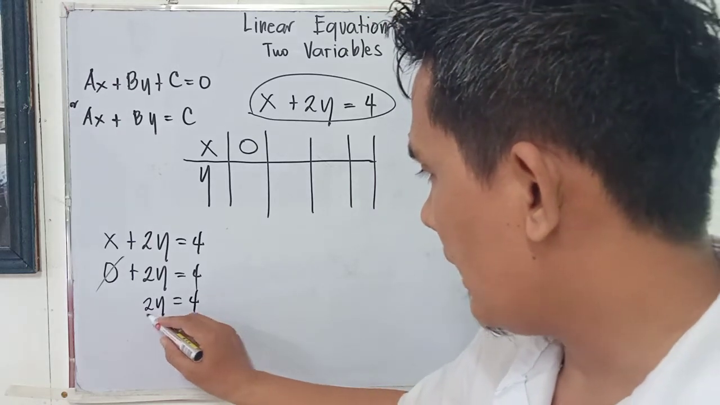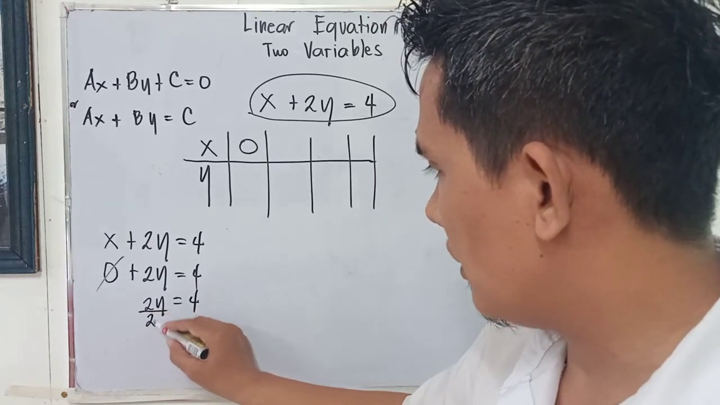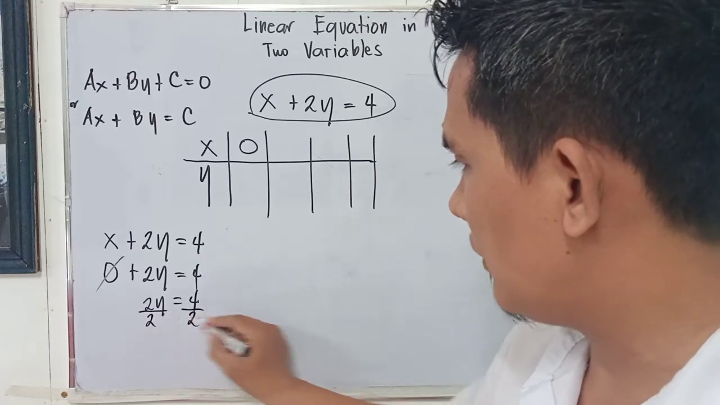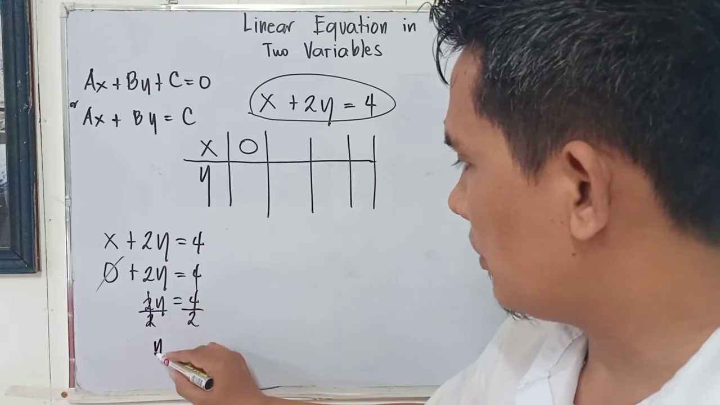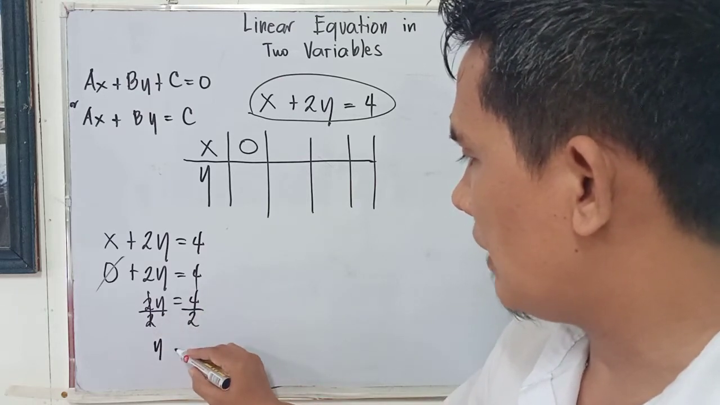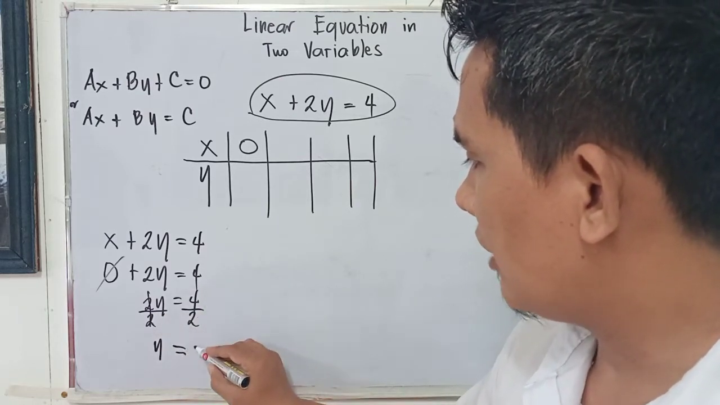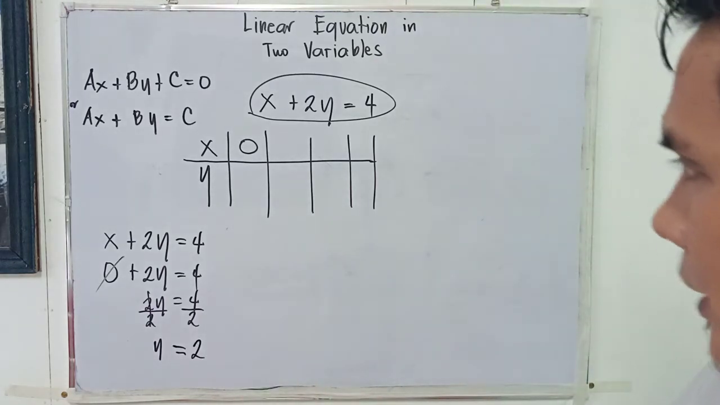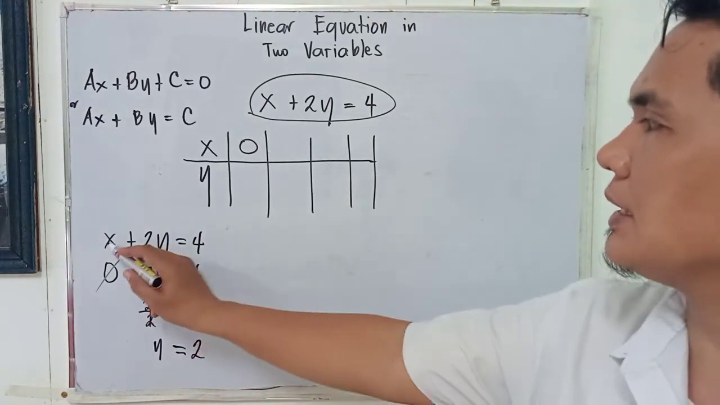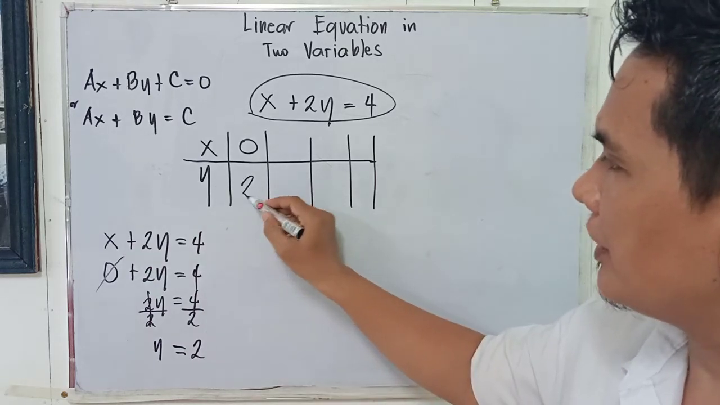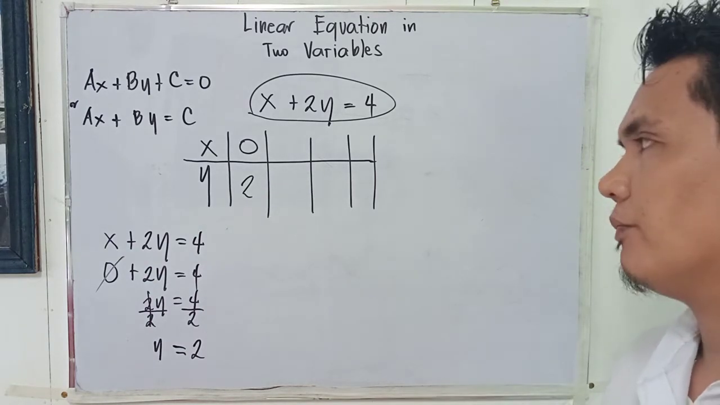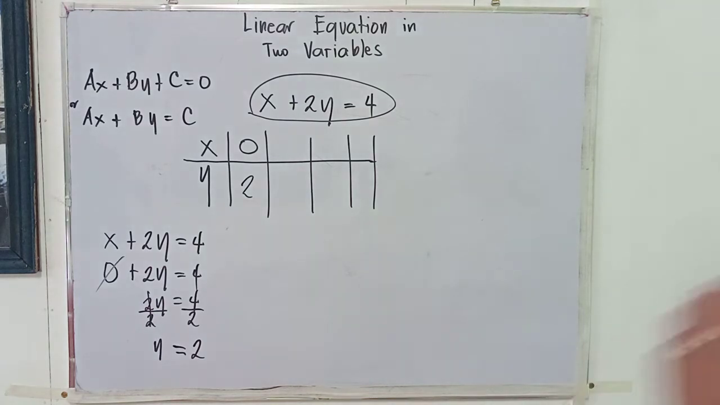Then solve for y. We're going to divide both sides of the equation by our coefficient 2. 2 divided by 2 is 1, so therefore 1y, what is left is y only. 4 divided by 2 is 2. So therefore, if x is 0, the value for y is 2. Okay? So let us use a negative number.